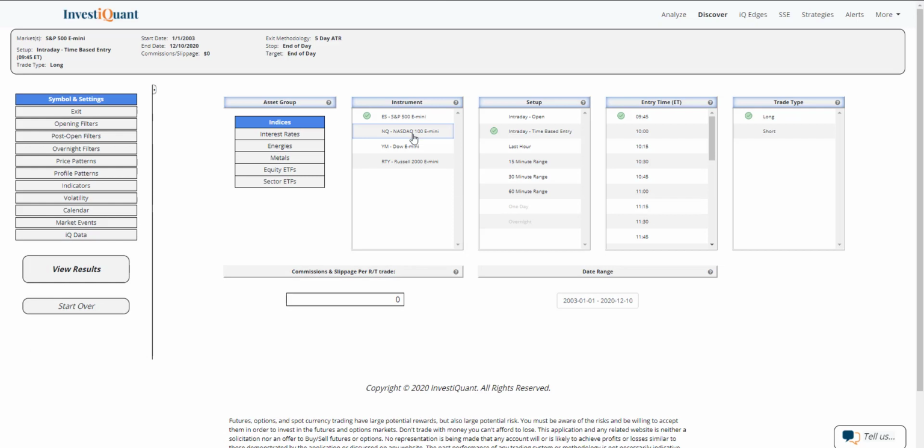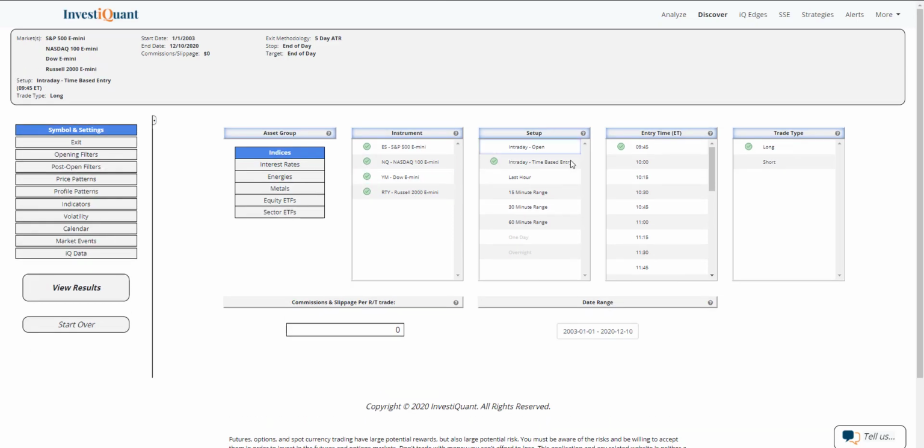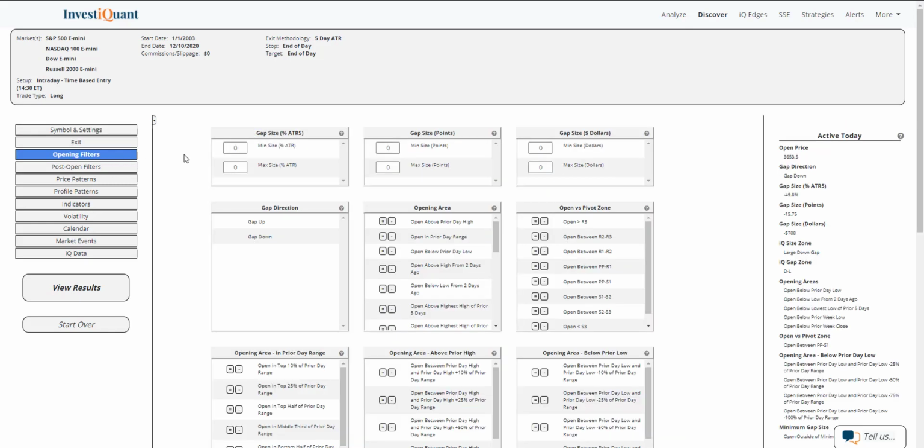So I'm going to look at all four instruments. The setup is going to be a time-based entry that's going to get long near the end of the day. Let's do a little bit earlier entry today. We'll do 2:30 p.m. Eastern time. It'll be set up as a long, so long 2:30 p.m., exit at the close, 4:15 p.m. Eastern time.